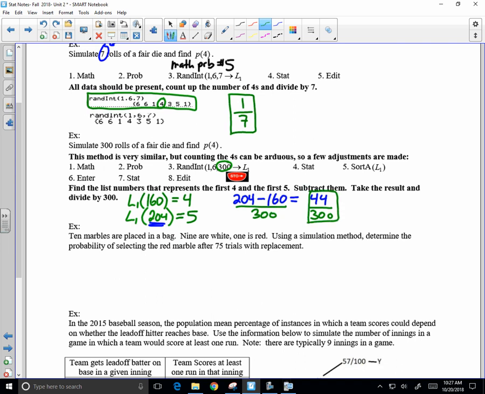All right. And then you could run the numbers. You could say, what's 44 divided by 300? It's going to be somewhere in the neighborhood of 1/6. 1/6 would actually be 50, so it's going to be a little bit low. But it's experimental. We're expecting some variation.